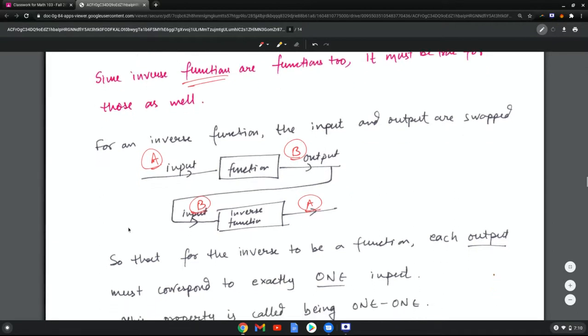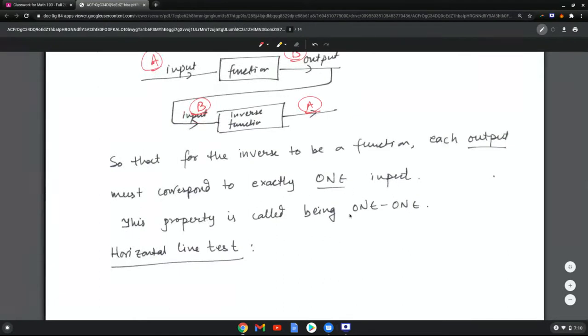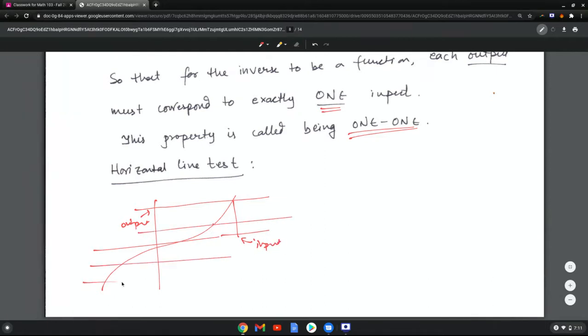So for the inverse to be a function, each output must correspond to exactly one input. This property is called being 1-1. Here are two examples of how you can check. Let's say this is a function. Now you can check. If I draw this horizontal line, that's an output, and this output corresponds to exactly one input. Now if I move this horizontal line, I still have one input for every output. So this is good. This is said to be 1-1.